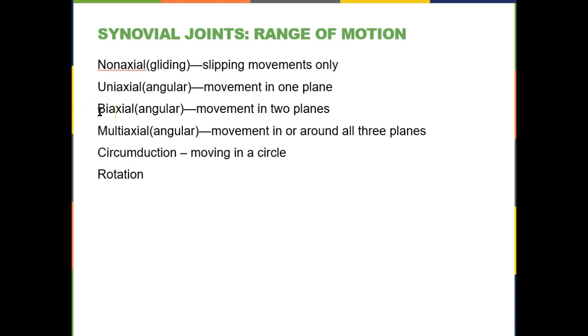Biaxial angular movement is movement in two planes. Not super common. The place where you're going to see this is the joint between your fingers and your first knuckle. So not the second two where you're bending your finger, but where your finger moves relative to your palm. You can bend your finger forward and back to make a fist or open it up, but you can also wag your fingers back and forth a little bit. So that's biaxial angular movement.